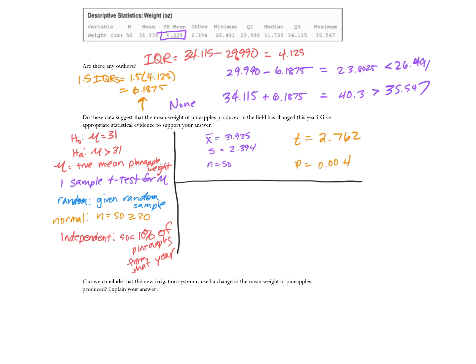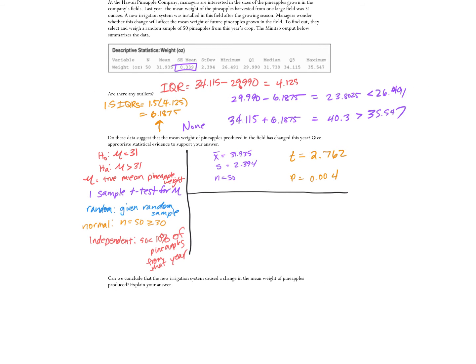And it turns out, guys, here's what I'd like you to do. Real quick on the side, do 2.394 divided by the square root of 50. S over the square root of your sample size. Where's 2.394 from? The standard deviation.